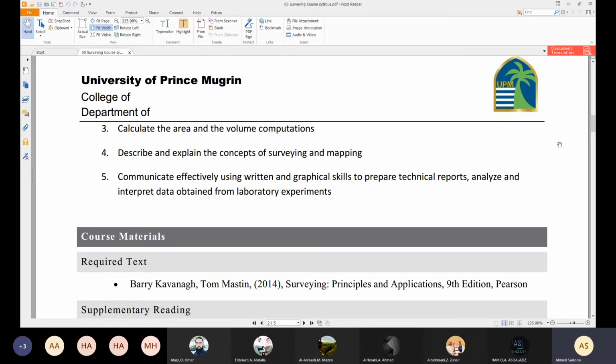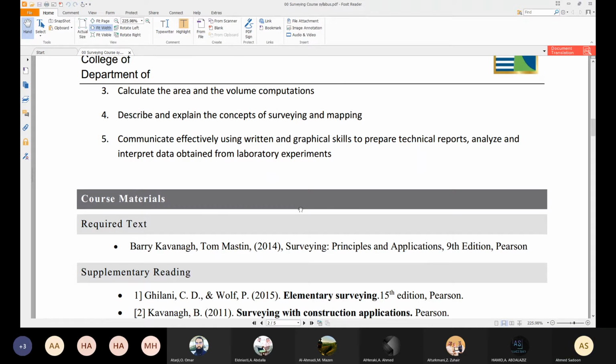Like I mentioned before, in this course we are going to have a lab. After we finish the lab, you are required to submit a report. In this report, you are going to analyze the data and interpret the data, and through the lab report, you will be able to achieve this final goal.